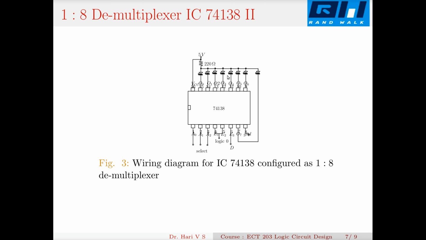Now I connect 8 LEDs in the normally on configuration, and I apply different patterns to A0, A1, A2, from 0 0 0 to 1 1 1. I give 3-bit patterns with the help of toggle switches, and then I observe this D appearing at O0, O1, O2, O3, O4 to O7. This you can do in the lab. You can go to the lab, ask for a 74138, connect the 8th pin to ground and the 16th pin to VCC, then wire up this circuit diagram and verify this configuration.